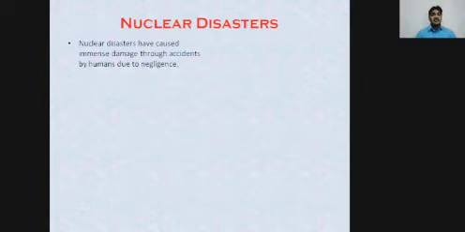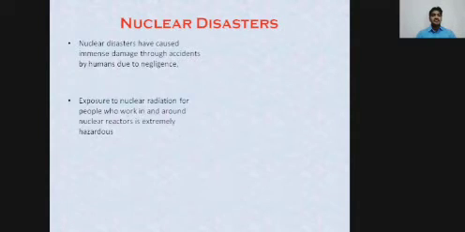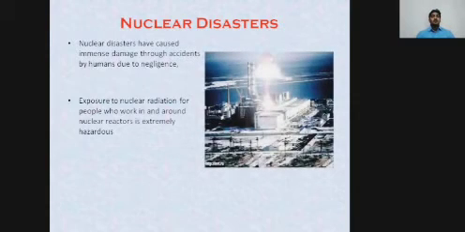Next is a nuclear disaster. The advancement in nuclear science and technology has been a boon to mankind but has also made us vulnerable against those who choose to misuse it. Nuclear disasters have caused immense damage through accidents by humans due to negligence. For example, the Chernobyl accident in 1986. Exposure to nuclear radiation affects the people who work in and around nuclear areas.